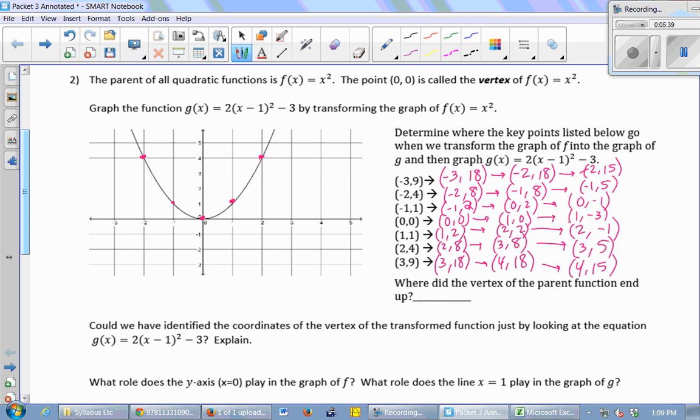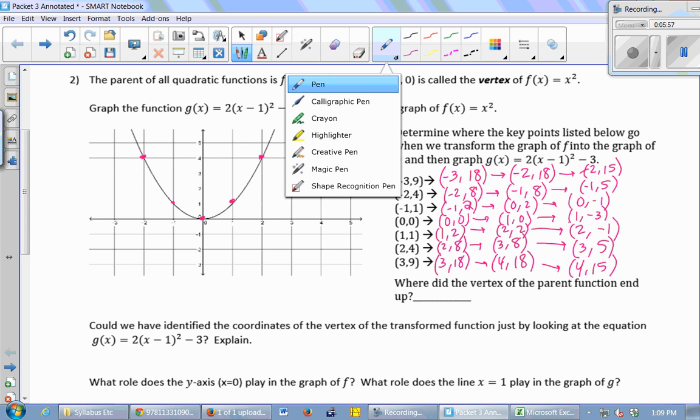Okay. So let's look at just the vertex. Oh yeah, sure. I'm not going to change anything. So the vertex of the parent function x squared was at 0, 0. Let's look at where that went.